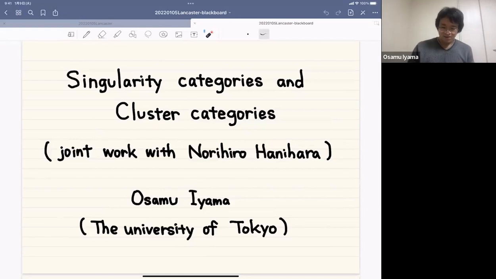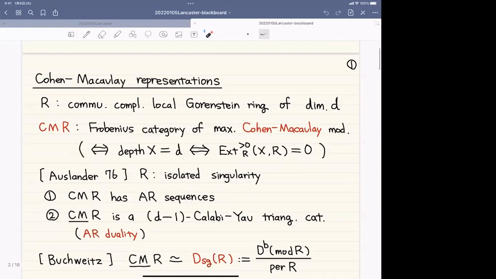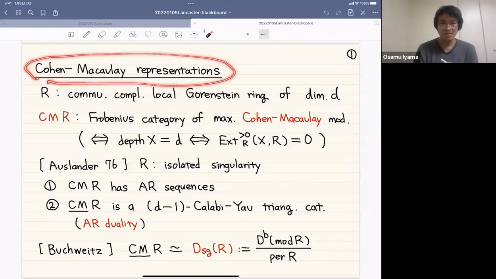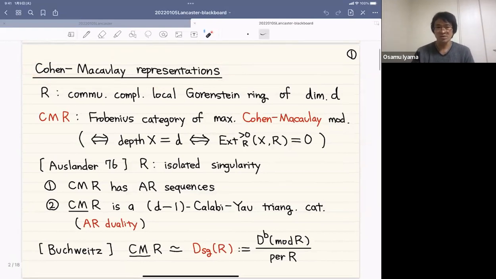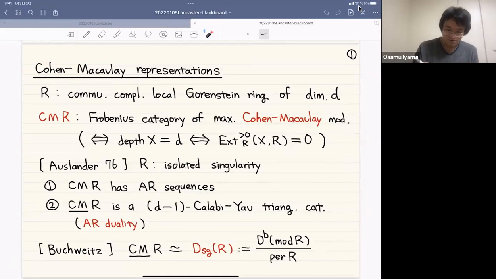So let me start by explaining the motivation. My talk is motivated by studying so-called Cohen-Macaulay representation. The setting of Cohen-Macaulay representation is rather wide, but today I will concentrate on the following very special setting to simplify the results, statements and assumptions.